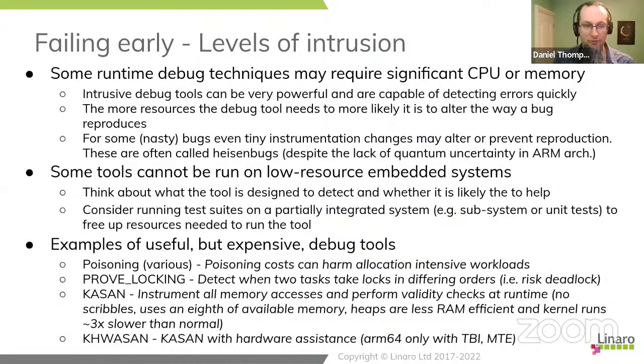Just some examples of some useful but expensive tools. Poisoning in all its various forms is a useful technique. It's actually relatively cheap, except when you're allocating, so it has a very uneven cost. When you're doing allocation-intensive workloads, allocating or deallocating lots of pages, poisoning can become quite expensive. If it's only happening on particular pools or with particular workloads, you won't see much cost to it. So it's a variable thing, but it can be expensive.